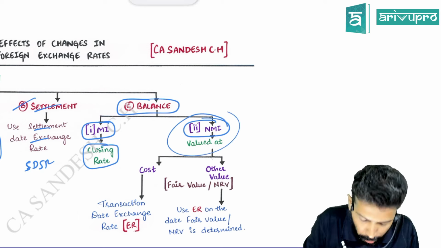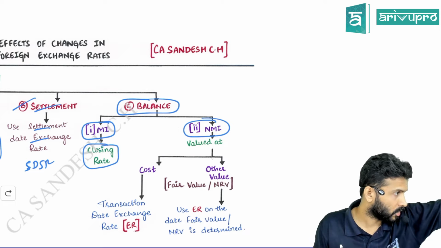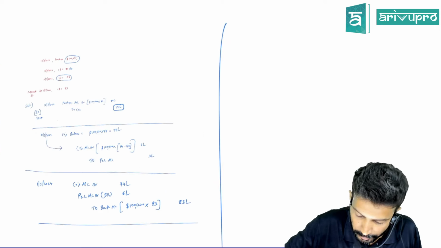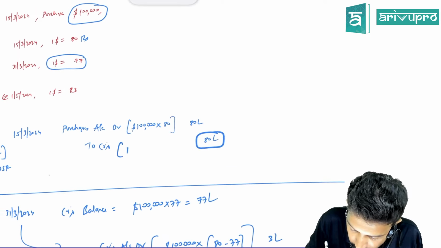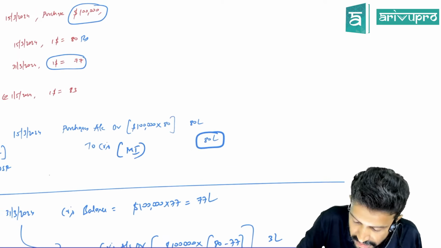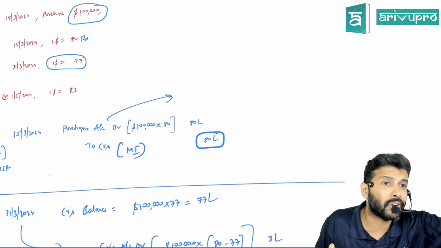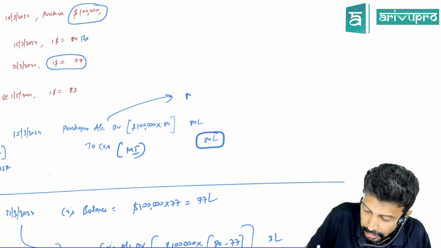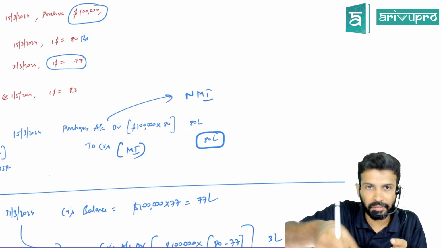What is an example of a non-monetary item? Inventory, if you have purchased some goods. If you check the previous example, we passed the journal entry purchases account debit to creditor. Creditor is an example of a monetary item. But purchases means if you purchase the goods and have not sold, you will show this as closing stock. Stock is an example of what item? Non-monetary item. Did we do anything for that? No. Why? We'll see in the chart.